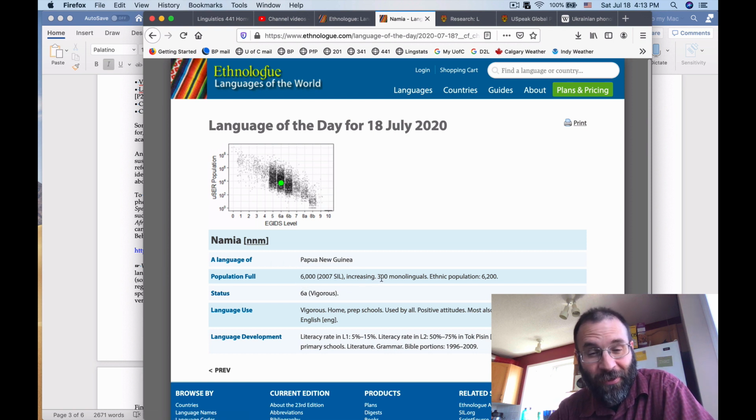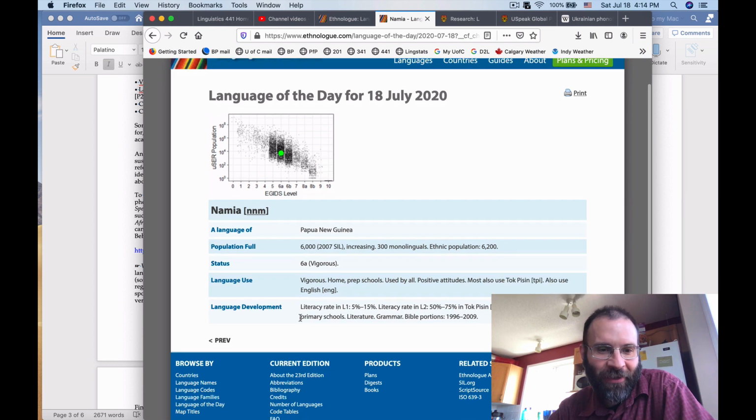6,000 people speak it, 300 are monolingual. It's probably not a good sign for its future, but we'll see. This, however, says it's vigorous language use, so that is a good sign for its future. Used by all, positive attitude, so on and so forth. And then it's got information on language development and so on and so forth.